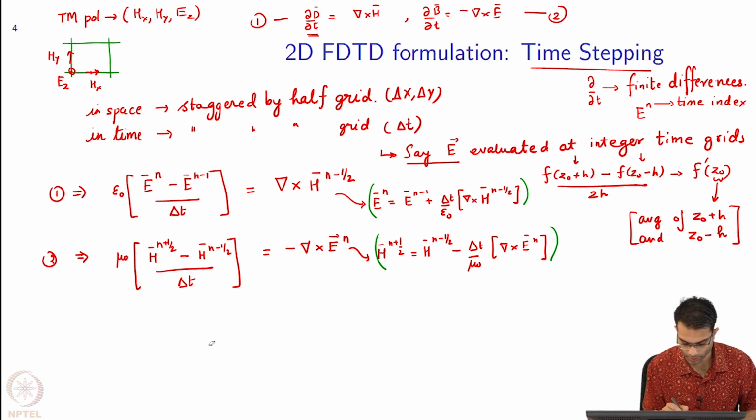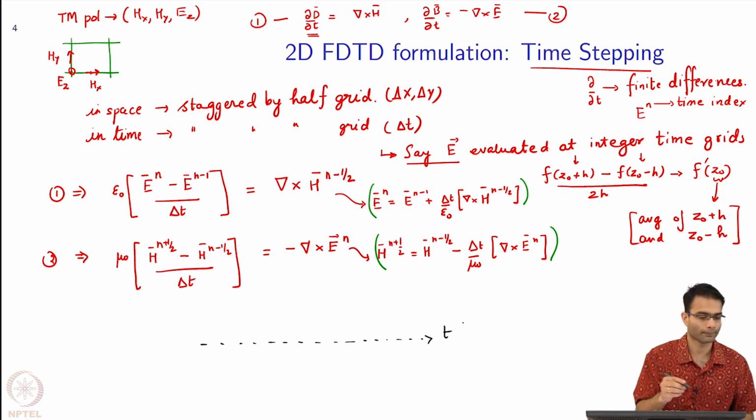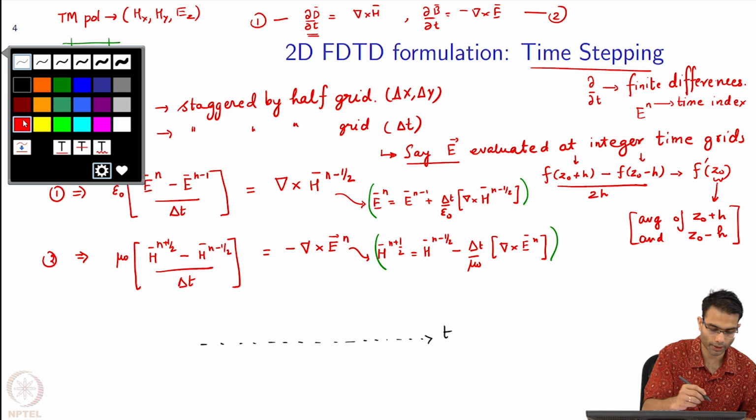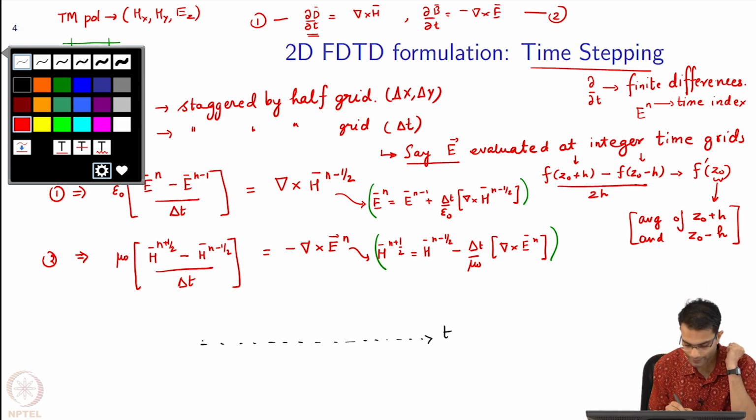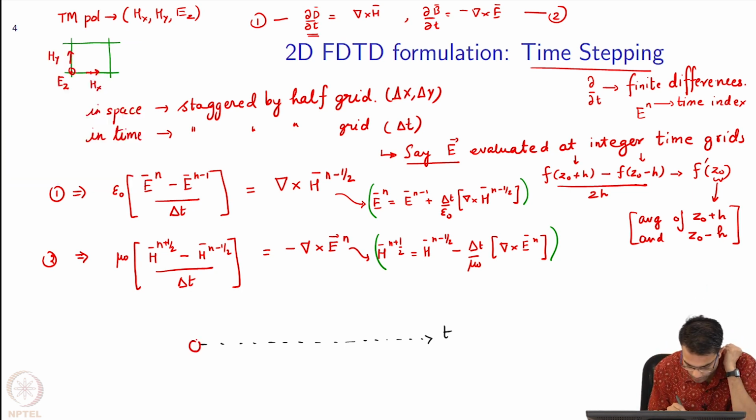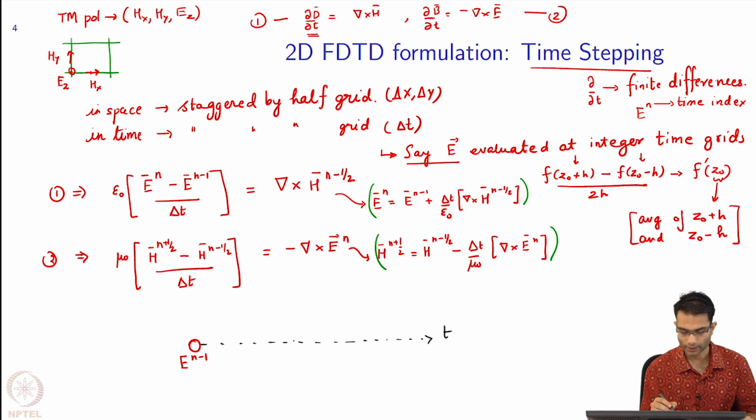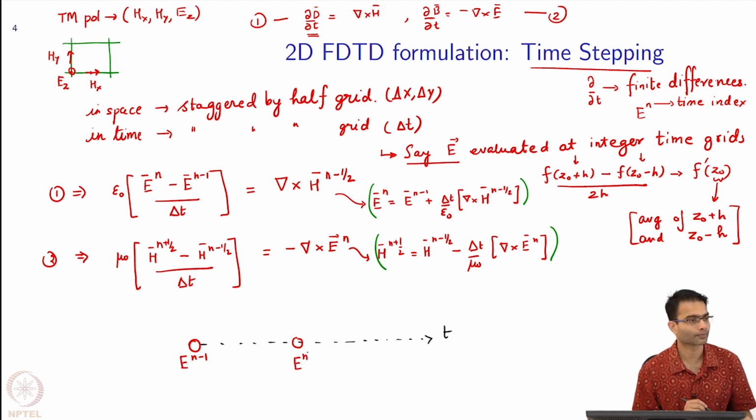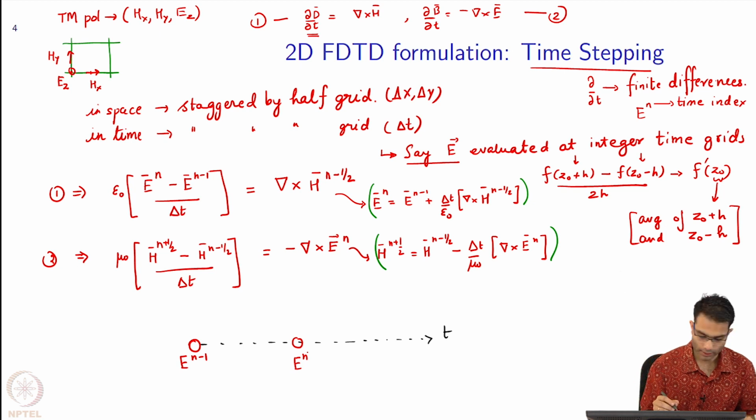So, maybe I should make it dotted. Time, okay. Time is what I am looking at, and let us say one point over here is E n minus 1. Okay. So, if E n minus 1, then let me draw one more point over here. This will be E n. Okay. This is as time is progressing.